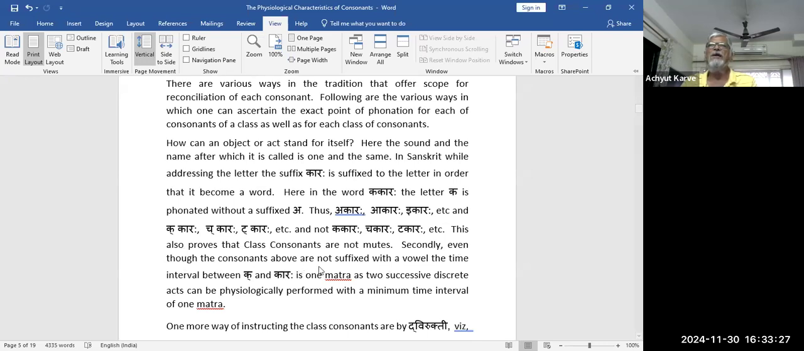Secondly, even though the consonants above are not suffixed with a vowel, the time interval between the ka, that is the consonant, and the karah is one matra. Two successive discrete acts can be physiologically performed with a minimum time interval of one matra. This is the condition. If you are doing two acts, the minimum time that is required is physiologically fixed. Therefore, you need not have a vowel to fill in that gap. The act itself takes that much time for phonation.